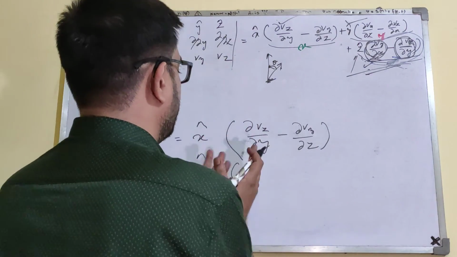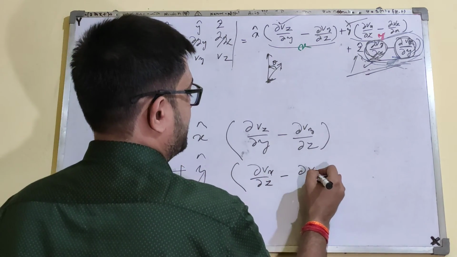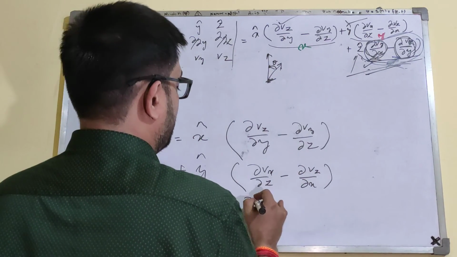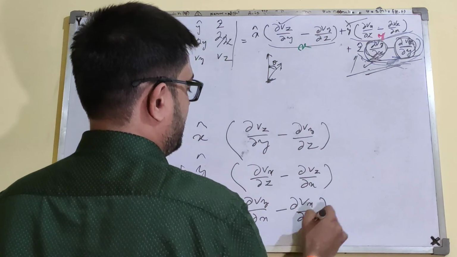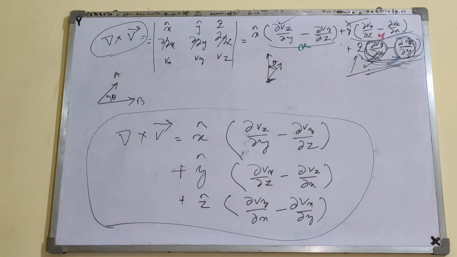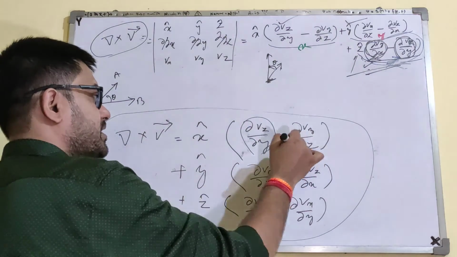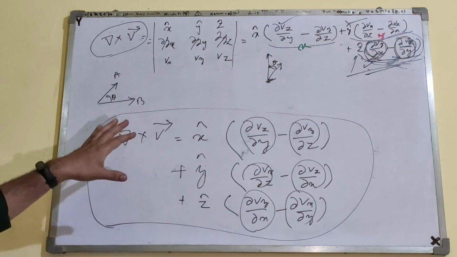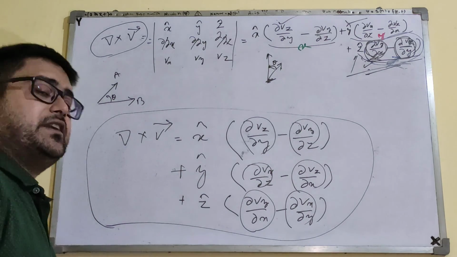So let me just clearly write it down. So it is del Vx by del z minus del Vz by del x plus z cap times del Vy by del x minus del Vx by del y. So this is the expression. Now I have already explained why the curl is expressed like this, why we are using these many terms. The concept of cross product is very essential to understand the concept behind the definition of curl. And this is how you have an intuitive understanding.